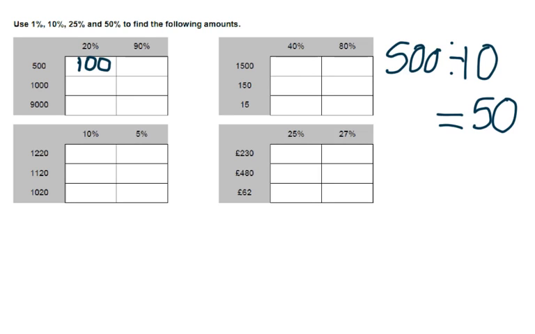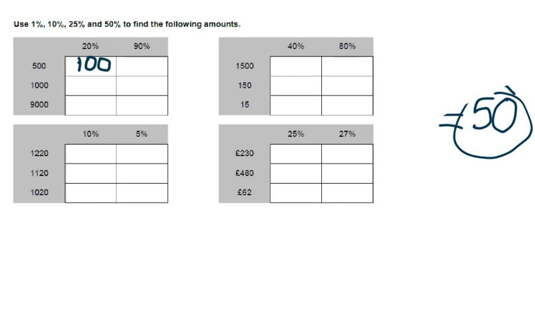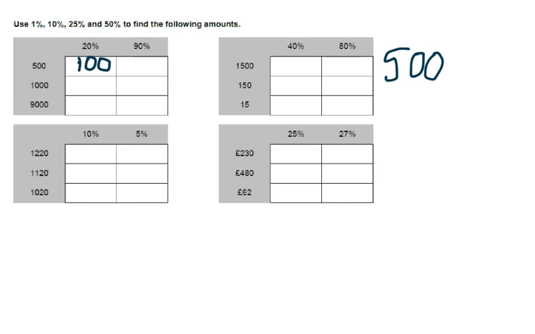How can I use 10% to work out 90%? I could times my 10% by 9, or I could use the method that I showed you earlier in working out 99%, which is to start with your 100% and take away 10%. So my 100% is 500, that's the whole thing, and then I could take away my 10% to get me to 90. 500 take away 50 is 450.